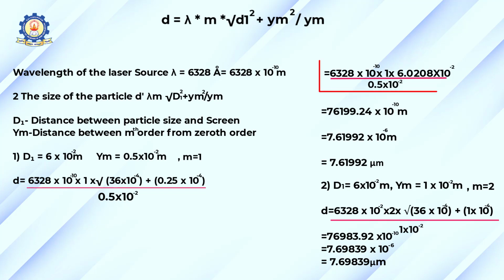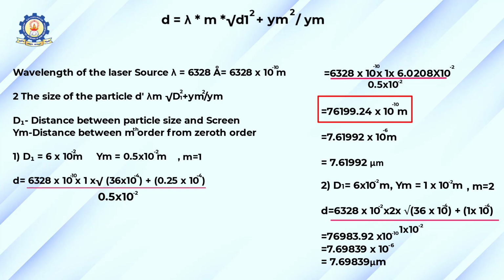Then substituting the lambda value 6328 into 10 power minus 10, where m is the order of spectrum. For the first reading it will be first order, m equal to 1. From the table, the square root of ym square plus d1 square is 6.0208. Then dividing by the mean ym value for the first reading, which is 0.5, and substituting that, we finally get 76199.24 into 10 power minus 10 meter.